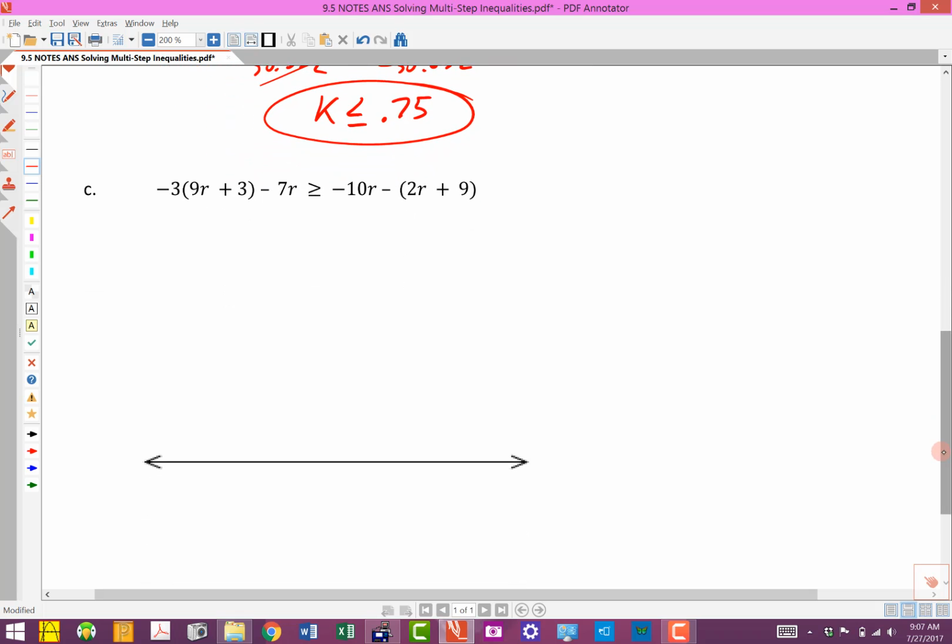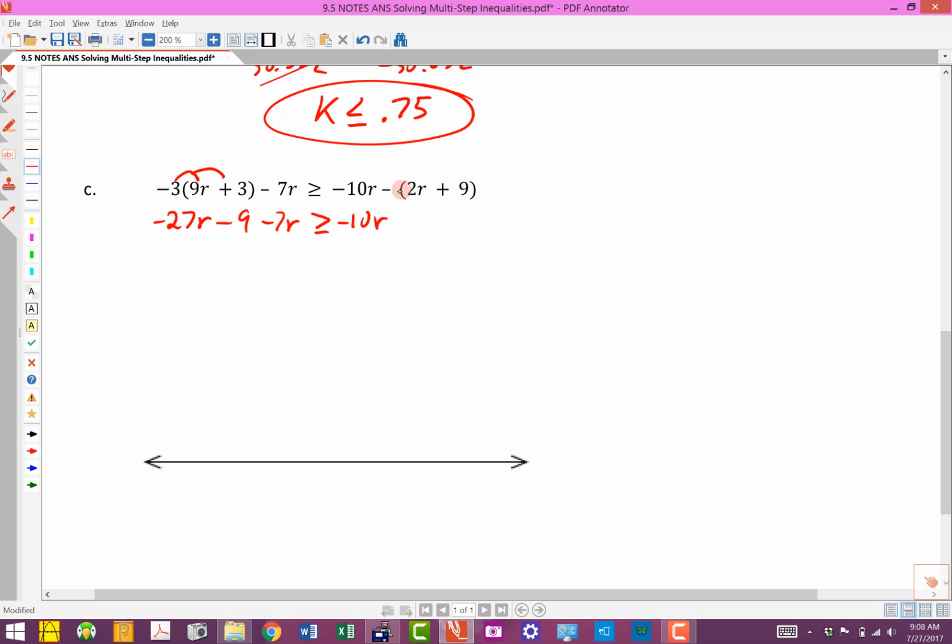We do want to graph this one. Let's see, we're going to distribute. We're distributing through a negative. Change the direction? Nope, because all we're doing is a form of simplification. We're not multiplying both sides by a negative 3. So this is going to be negative 27r. This is going to be minus 9. Negative 7r. Keep the direction the same.